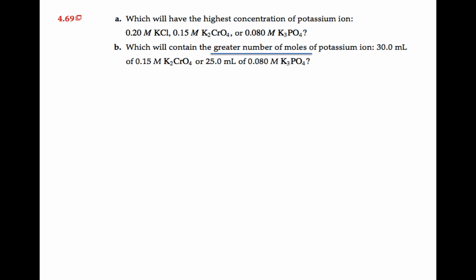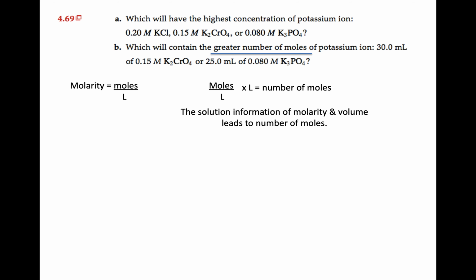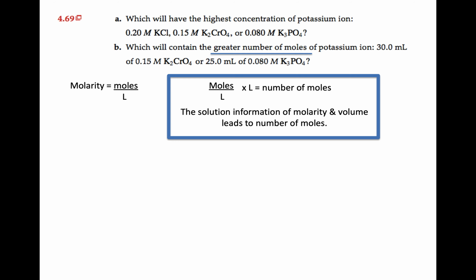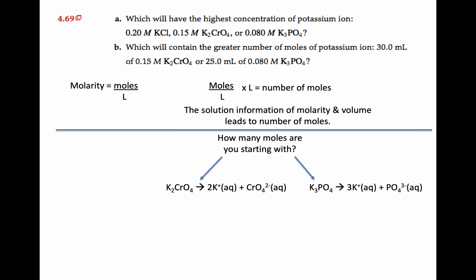Now, more than just the concentration is given. We have both the volume and the concentration, and we're going to combine those. With solutions, we can combine the molarity and the number of liters to get to the number of moles. Molarity is moles per liter. So moles per liter times number of liters gets us to number of moles. This is a key idea that we need to have when we're doing solution stoichiometry.